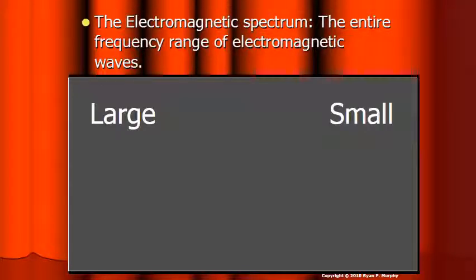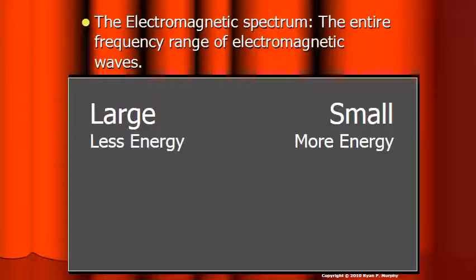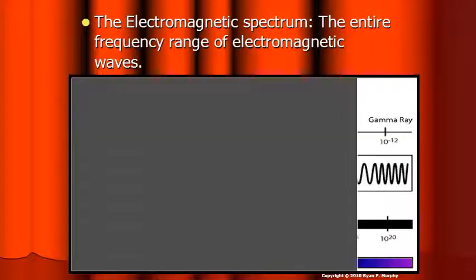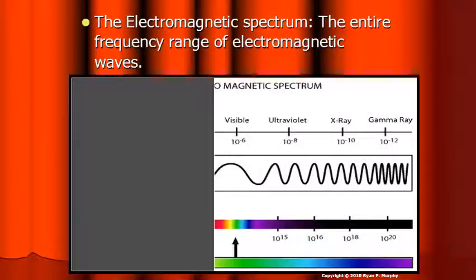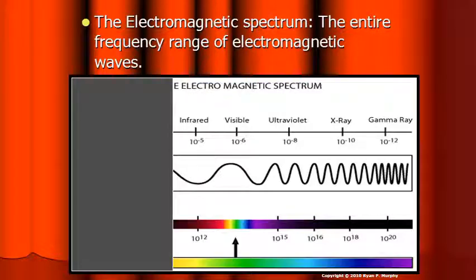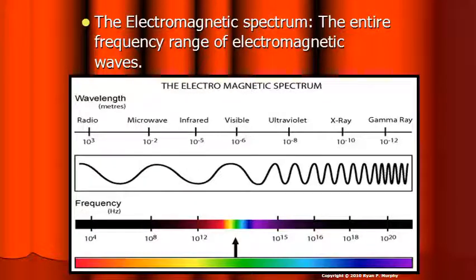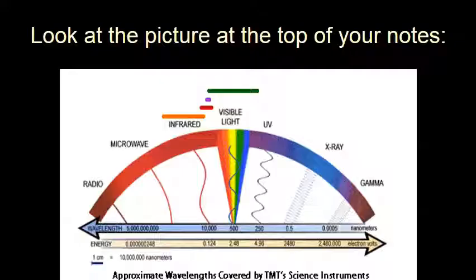They are organized from large to small wavelengths. The large wavelengths have less energy and the small wavelengths have more energy. This is a very important point because this gets into the idea of whether or not these types of waves are actually dangerous to us. So we have small waves over here at the gamma ray end, and then we go to X-rays, ultraviolet, visible light, infrared, microwave, and radio waves.